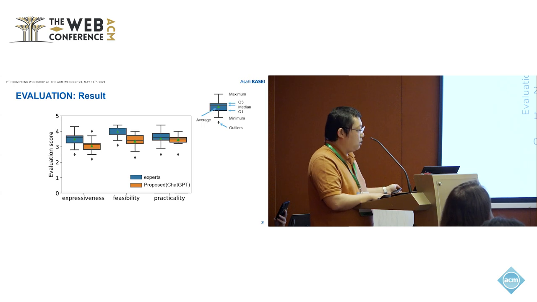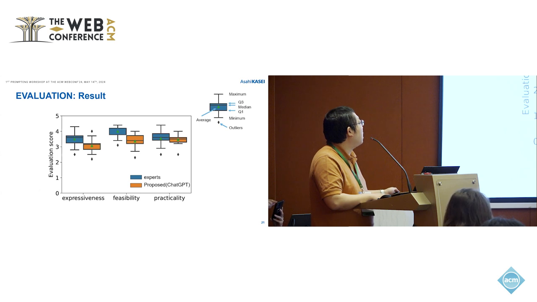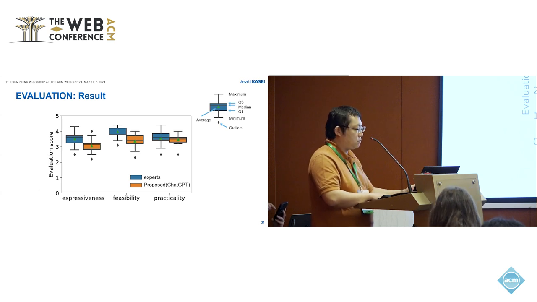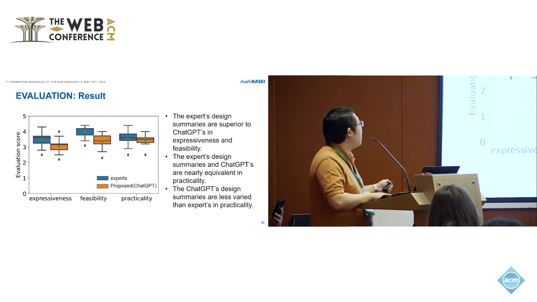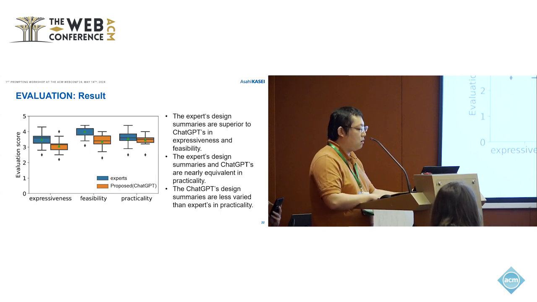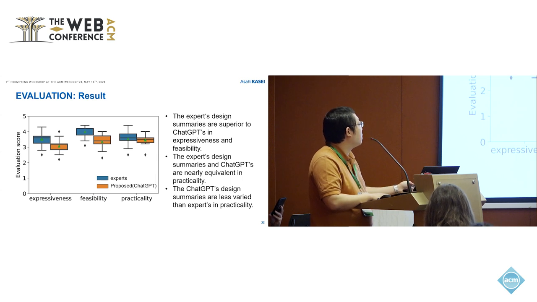Please look at the box plot. Blue is the result of the human expert, and the orange is by ChatGPT. Firstly, in terms of expressiveness and feasibility, the design summary by the expert was rated higher than ChatGPT. On the other hand, in terms of practicality, experts and ChatGPT were scored almost equally. Furthermore, in terms of variation, ChatGPT was smaller. This suggests that the summary generated by ChatGPT is useful as a draft.